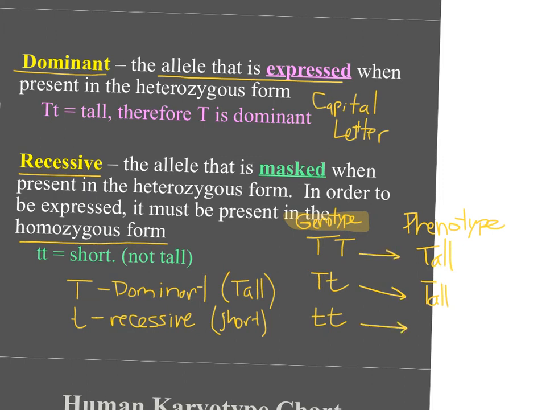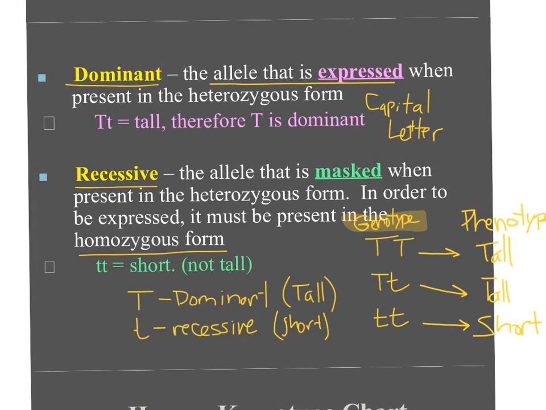Now here, we do not have that capital T. Instead, we have 2 little t's. 2 little t's code for short whenever we are homozygous. So we're homozygous recessive because there's 2 little t's and little t is recessive. So it's going to be short. Though this might be confusing right now, I promise it'll get easier with practice.